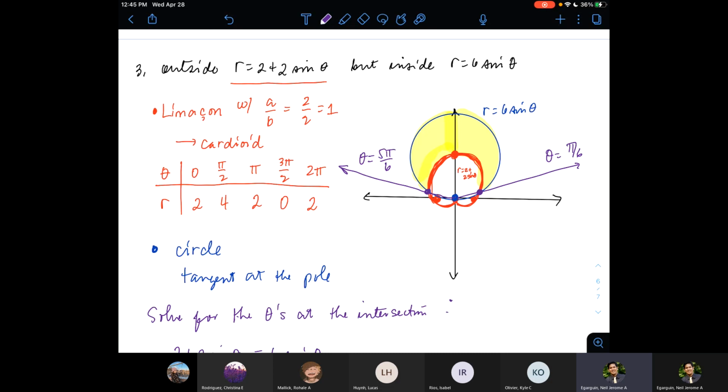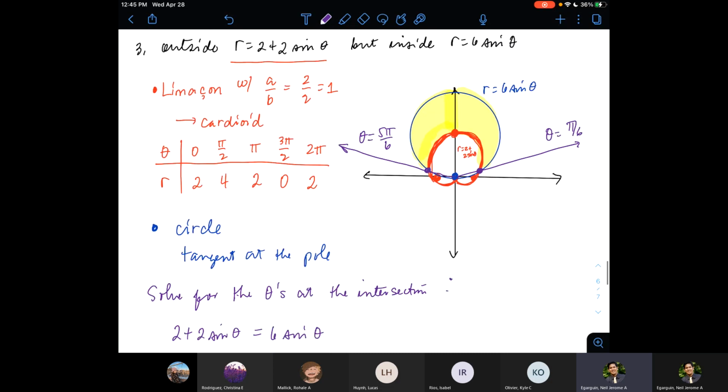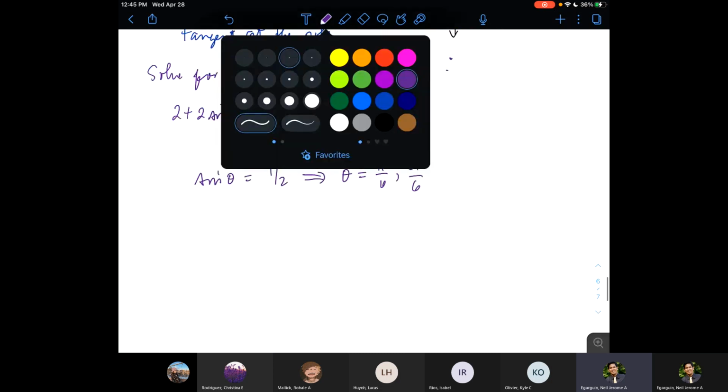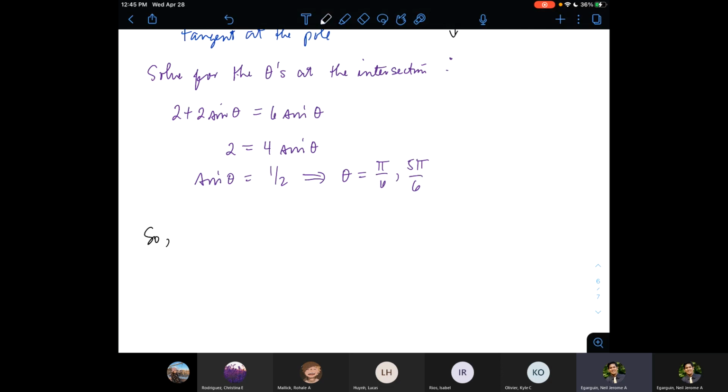So that means the shaded region has an angular span from pi over 6 until 5 pi over 6, right? And so our integration will happen on that angular span. So the area will be the mainstay 1/2 times the integral. We know the exact theta values there. We're integrating with respect to theta, but what would be the integrand?